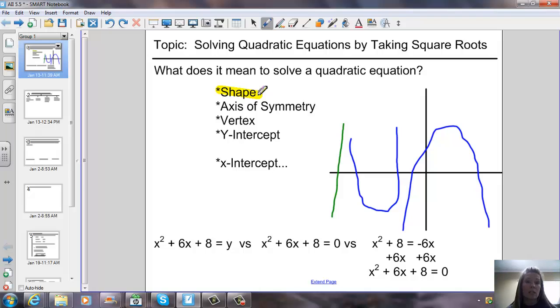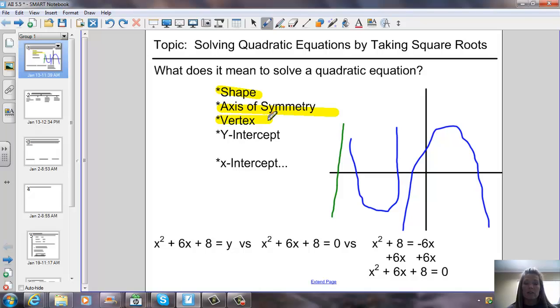Either way, it's going to be the shape of that parabola, just determining is it opening up or is it opening down. We also have talked about the axis of symmetry. We talked about how that is the imaginary line that cuts our parabola in half. We said we could find that by using the equation x equals negative b over 2a.